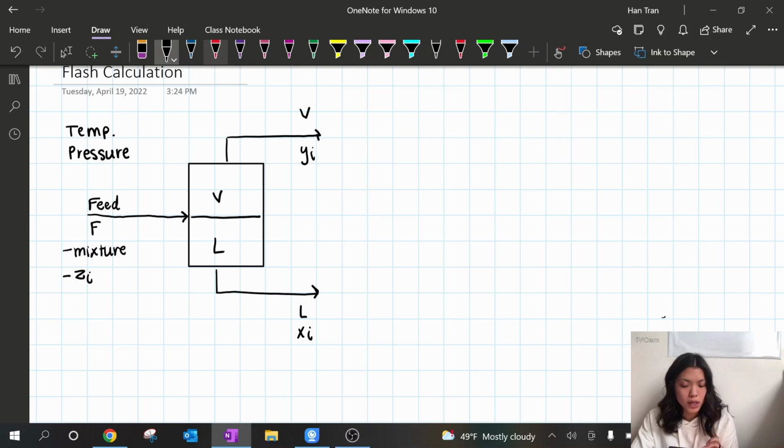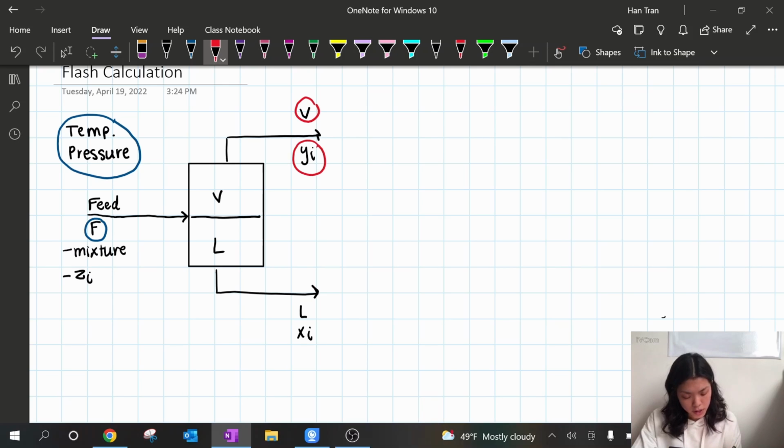And so what we know is we know the amount of feed going in, we know the temperature and pressure. What we don't know and what we need to look for is the vapor and the vapor mole fraction, the liquid and the liquid mole fraction. Forgot to mention we also know the feed mole fraction. So these are known and these are unknown.